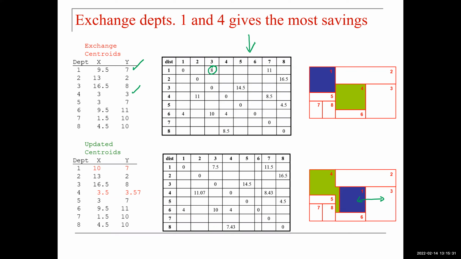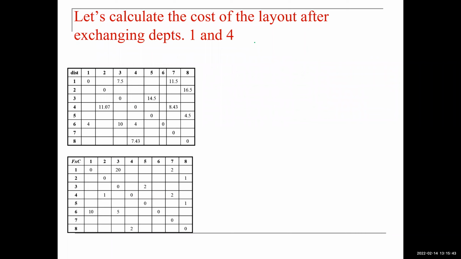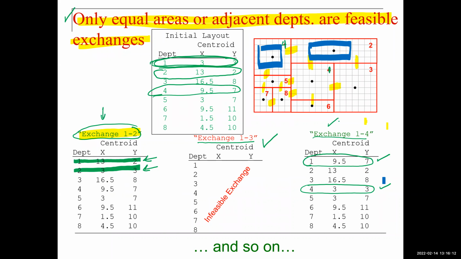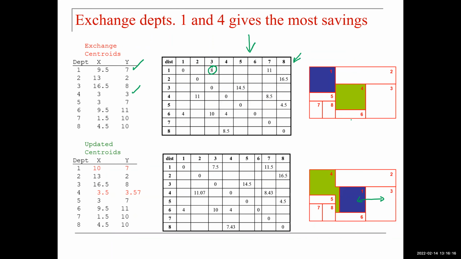So we have to multiply the distances times the cost associated with the flow between those two departments. So I think we have that calculation here. Let's calculate the cost of the layout after changing the departments. Actually, it's not the case. So this cost will be computed as follows. Remember that we have to compute the distances and the cost for every possible exchange. So this is the exchange with the most savings. The cost is computed again based on the distance times the flow.